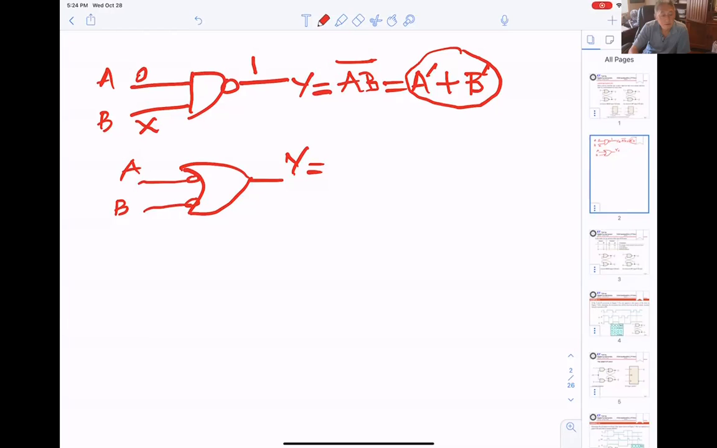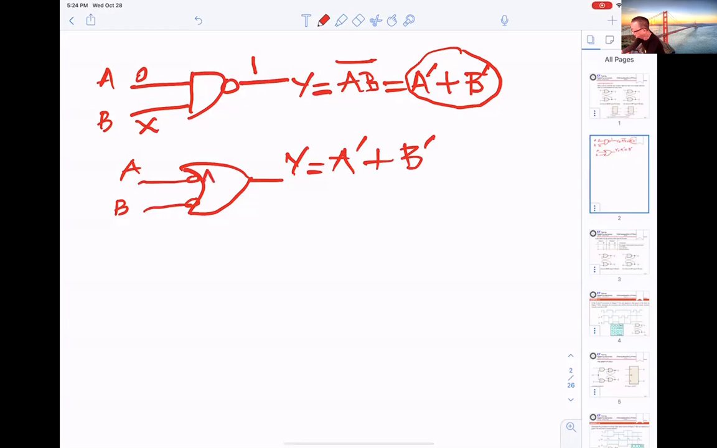Yeah, not A or not B. How can we get that? I can show you. A means right here, not A. B means not B. And this is the OR gate. So that's why it is not A or not B.